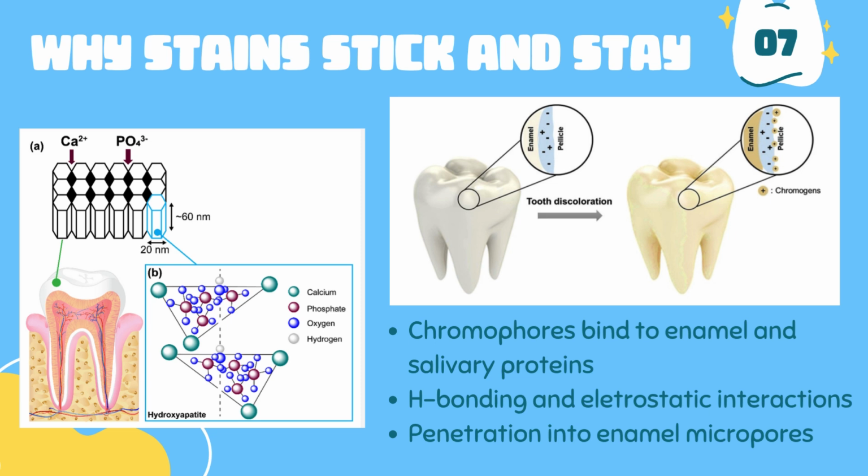Polar groups can form bonds with the calcium or phosphate groups in enamel, or with the proteins in the pellicle through hydrogen bonding. Some chromophores may carry a partial charge and interact with the ions on the tooth surface by electrostatic attraction. The nonpolar aromatic rings of these stain molecules stick to other nonpolar regions in salivary proteins.